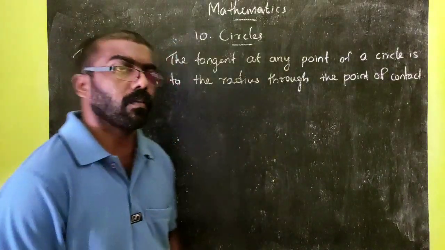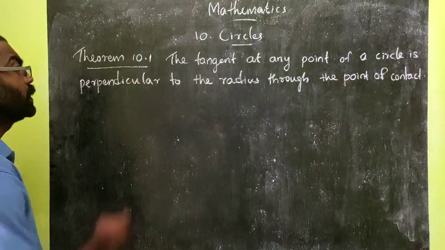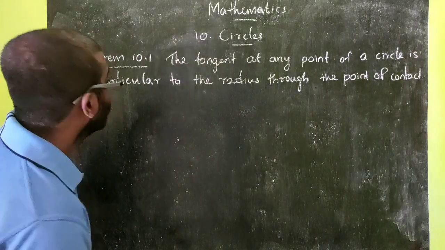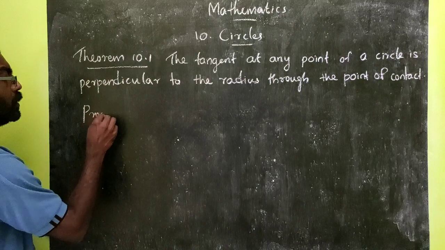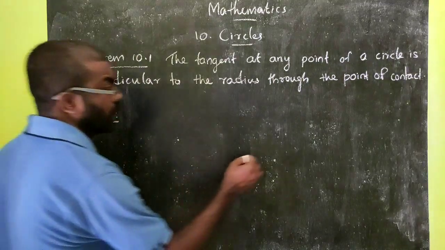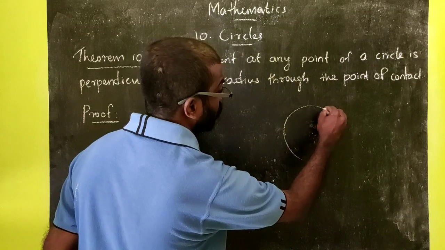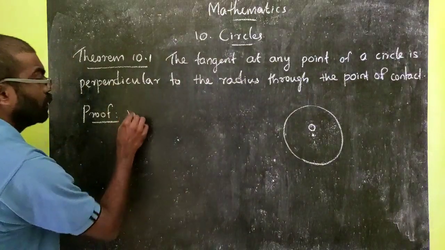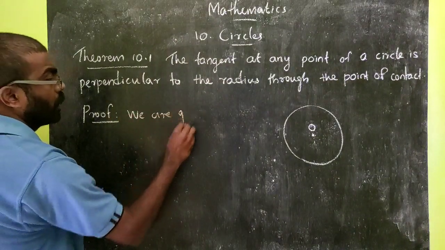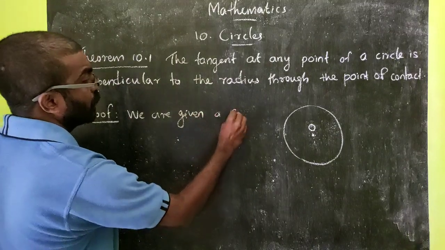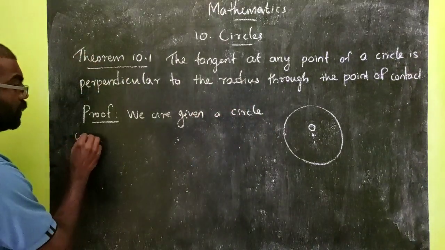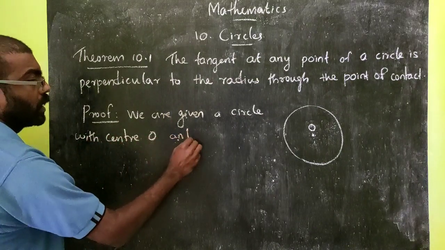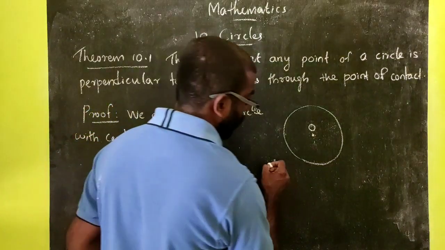Now we move on to Theorem 10.1. The tangent at any point of a circle is perpendicular to the radius through the point of contact. In order to prove this theorem, we have to consider a circle. We are given a circle with center O. So draw a circle with center O. We can write here, we are given a circle with the center O, and we can consider a tangent. Here we can draw a tangent.